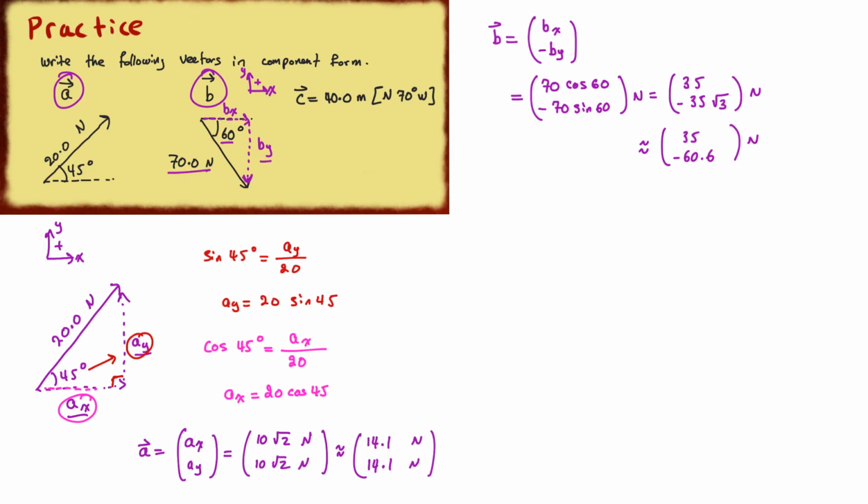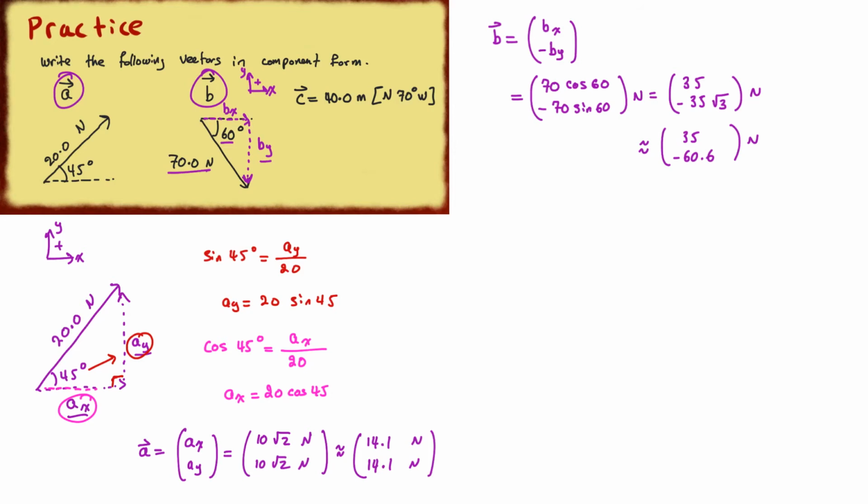Just a final check for my solution. You can see that my magnitude is 70. You can see that because of this angle, my x component is smaller than my y component. So we can see that this is 35, this is 60 in terms of magnitude. This is a bigger magnitude, so this seems okay. And in terms of direction, bx is going in the same direction as my positive x direction, so this is positive, and by is going in the opposite direction as my y, and therefore it is negative.